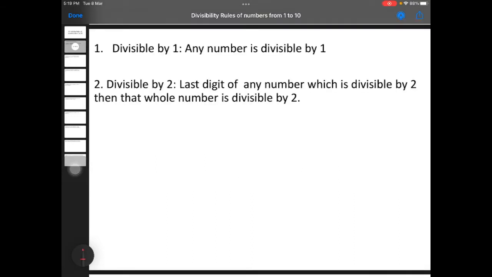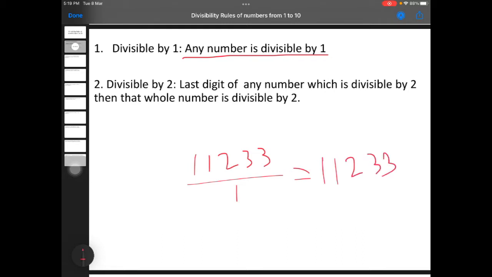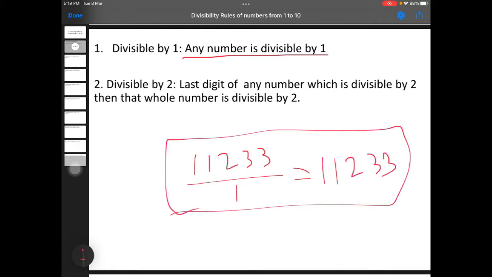So the first divisibility rule is for number 1. Any number is divisible by 1. That means any number can be divided by 1. If we divide any number by 1, the answer will be that number only. Suppose we take 11,233 and divide it by 1, the answer will be 11,233 only. So this is simple. We can go to number 2.